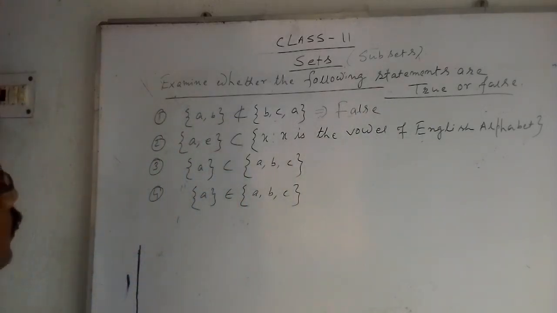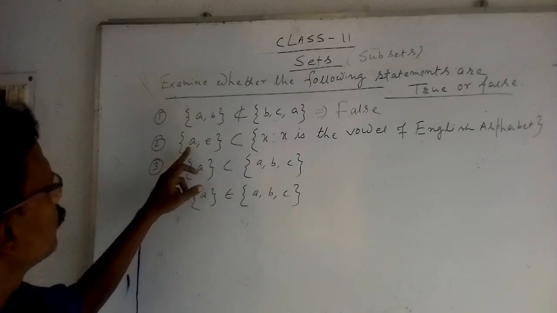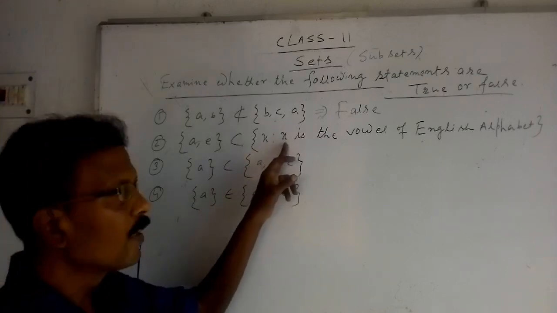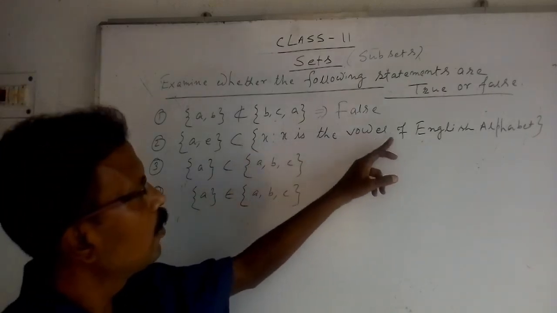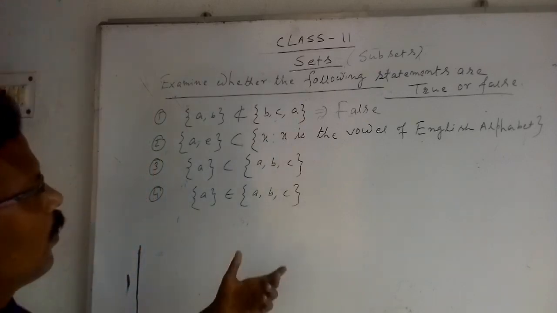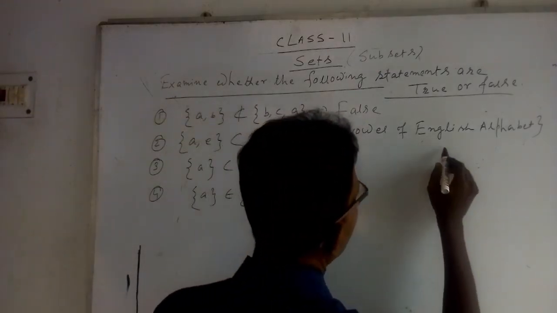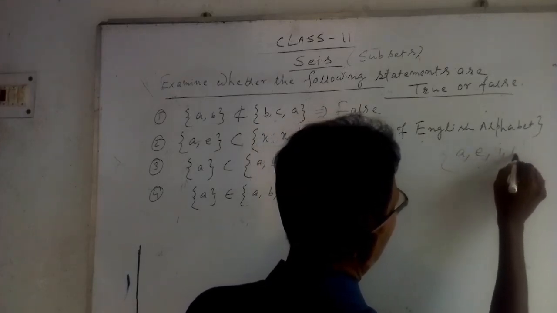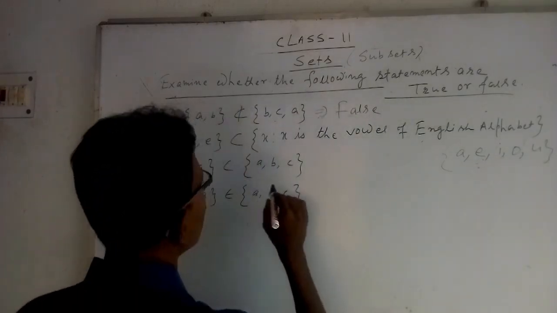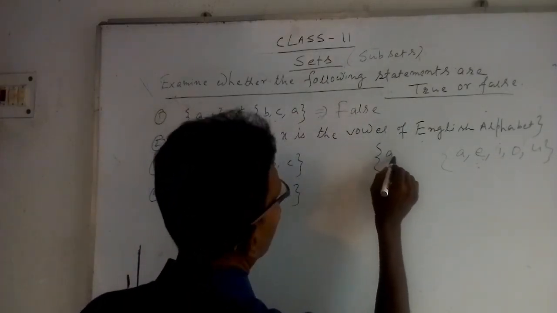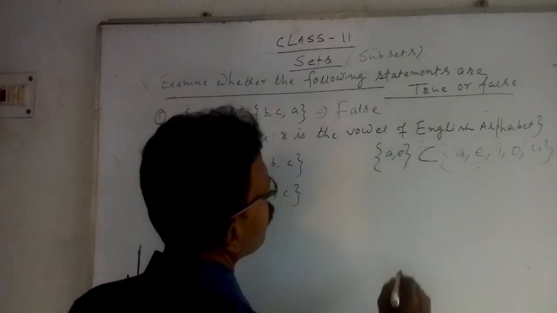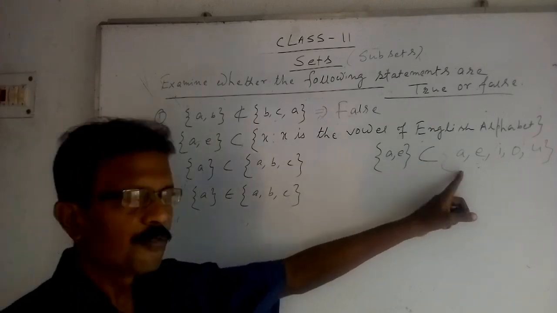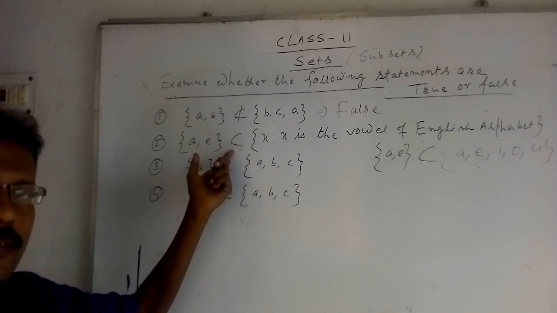False. Now the second statement: the first one is a set containing A, E, and the second one is x such that x is a vowel of the English alphabet. Now the vowels of the English alphabet form a set containing the elements A, E, I, O, U, and the first set is A, comma E. Certainly it is a subset of the second one. The first set is certainly a subset of the second one, and here it is true.